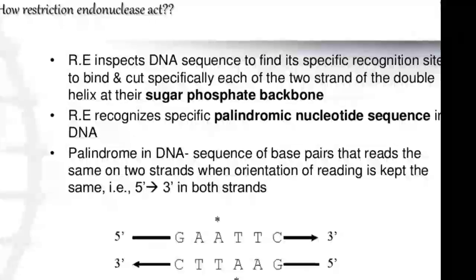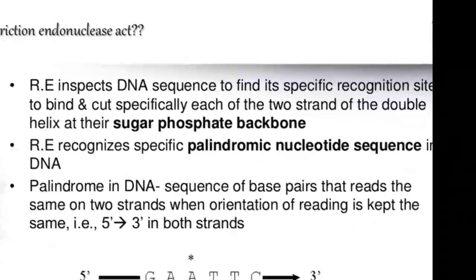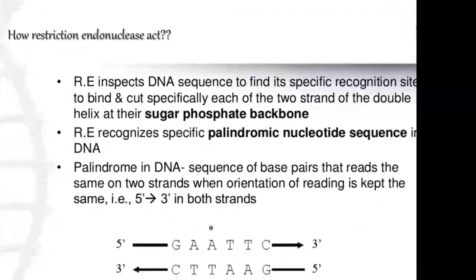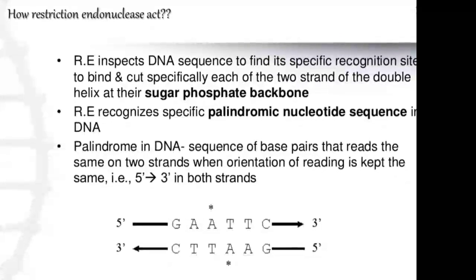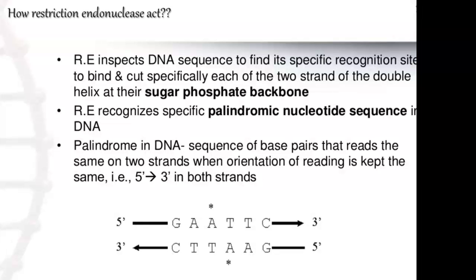How do restriction endonucleases act? The restriction enzymes inspect the DNA sequence to find a very specific recognition site, then bind and cut each of the two strands of the double helix at their sugar-phosphate backbone bond. The restriction enzymes recognize a specific palindromic nucleotide sequence. Palindromic means that whether we read from left to right or right to left, the sequence is the same.